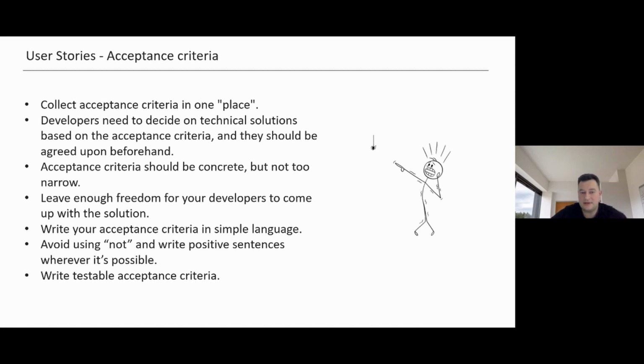Acceptance criteria should be concrete, but not too narrow. Please make the balance. Leave enough freedom for your developers to come up with the solution. Don't push developers. This is their option. Write your acceptance criteria in simple language, for sure. Avoid using not and write positive sentences wherever it's possible. Why? Because this is a fact that should be covered. And write testable acceptance criteria. That is also common sense.